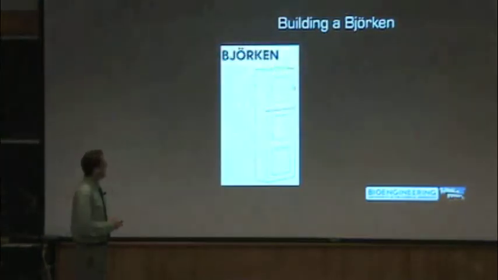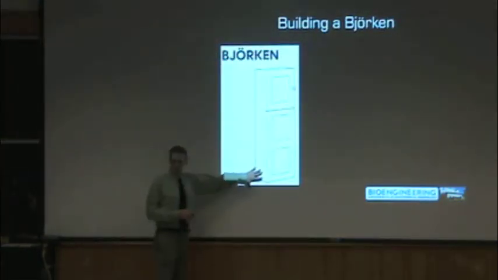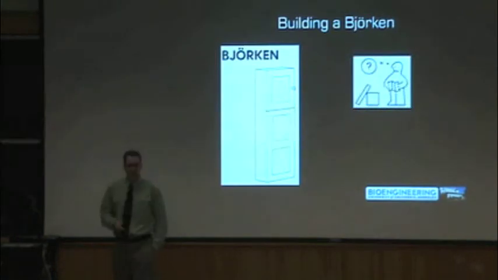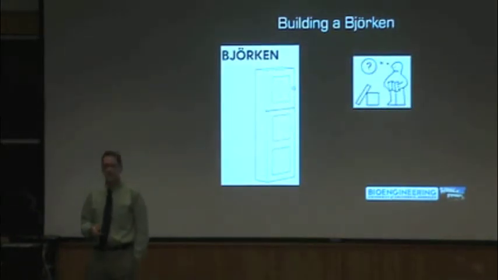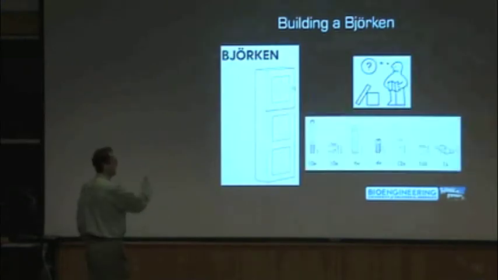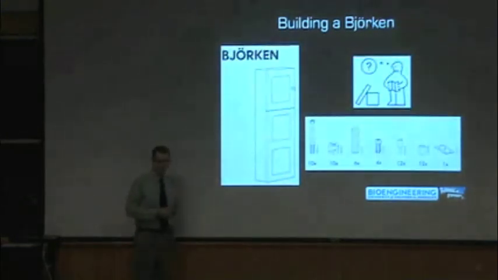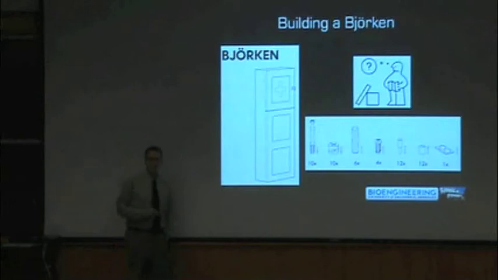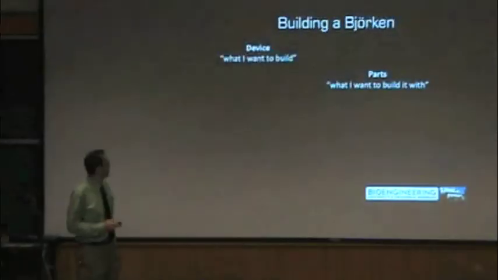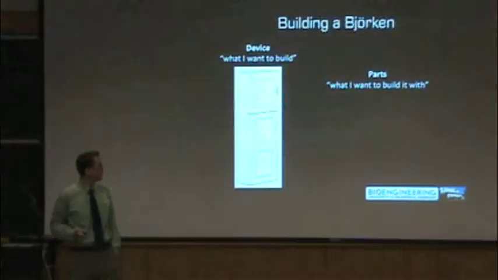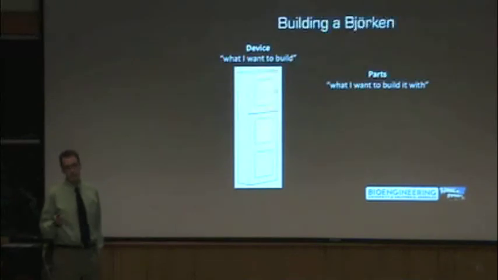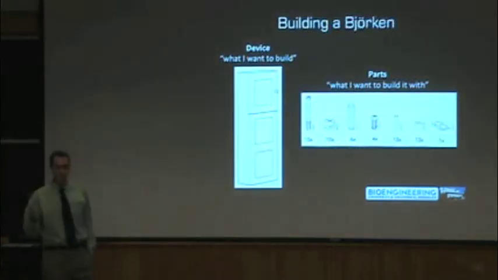The Bjorken is a medicine cabinet, so it's also appropriate for bioengineering. And if you've ever put anything together, you're familiar with the little cartoon IKEA guy and the description of parts. But if I break down these instructions a little bit further, what you're going to see is I have a device, something that I want to build, the Bjorken. And I have a list of parts, which are what I want to build it with.